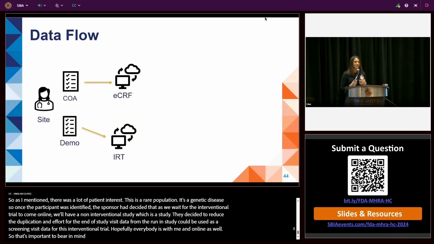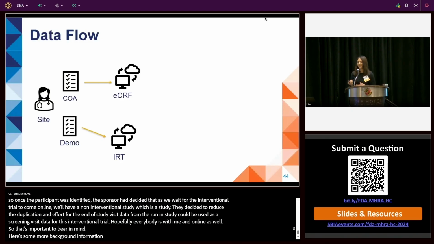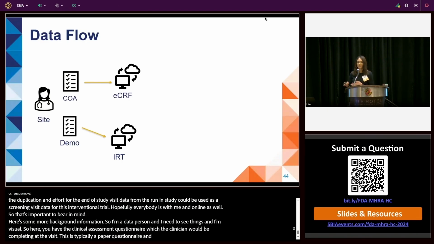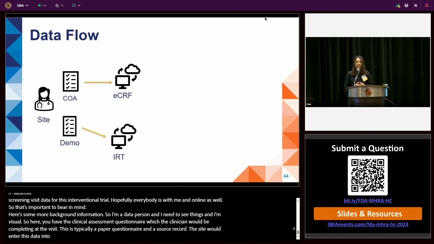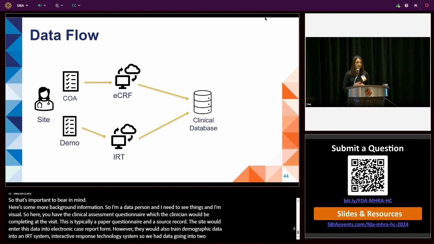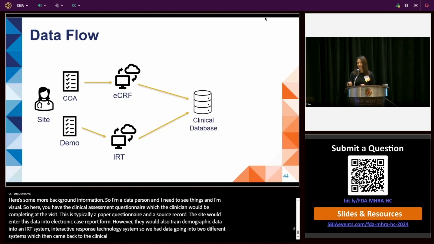Some more background information. So I'm a data person. I need to see things. I'm visual. I needed a data flow to help me understand this. So at site, you had the clinical outcome assessment questionnaire, which the clinician would be completing at the visit. And this was typically a paper questionnaire, and it was the source record. The site would enter this data into the electronic case report form. However, they were also entering demographic data for the patients into an IRT system, which is an interactive response technology system. So we had data going into two different systems, which then came back into the clinical database that was used for the analysis and reporting in the clinical study report.